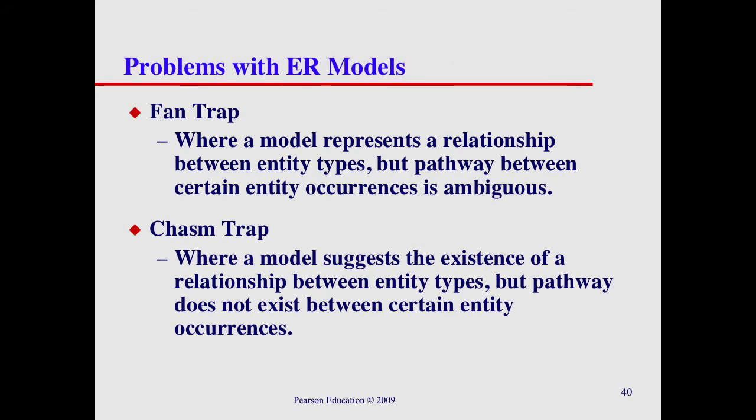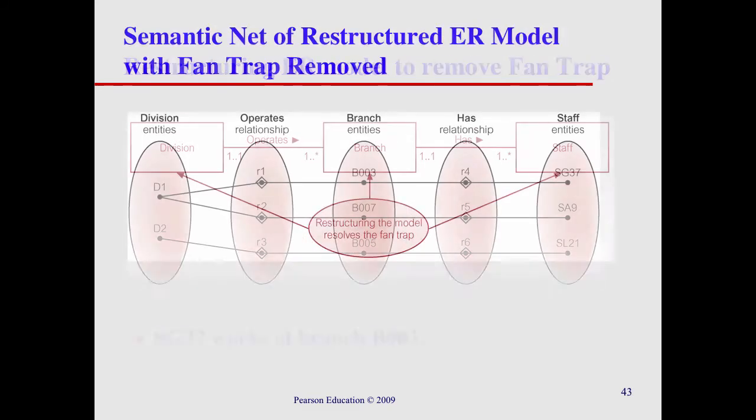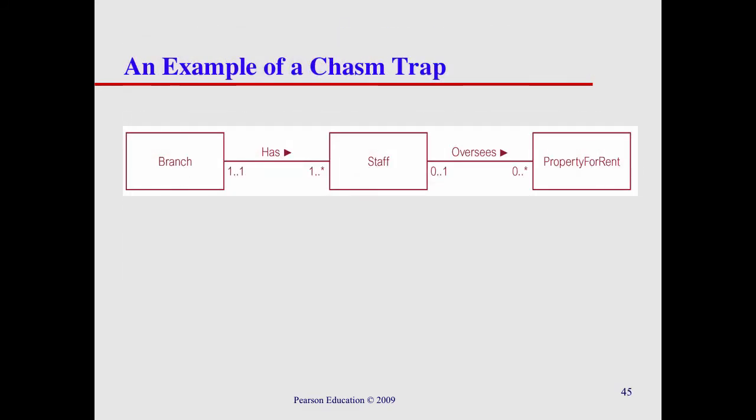The chasm trap, okay, so here the pathway is ambiguous in a fan trap. In a chasm trap, what happens is it looks like there's a pathway between entities, but when you actually get to an occurrence, a concrete occurrence, that pathway is missing. So here is an example of a chasm trap. So in the general diagram, we have branch has staff which oversee property for rent.